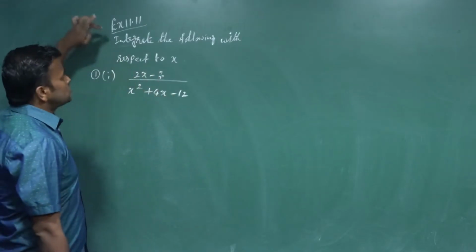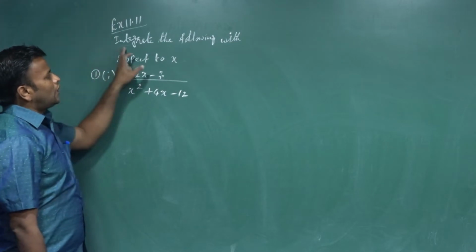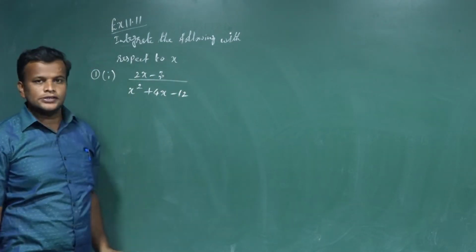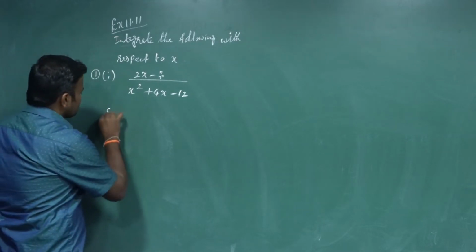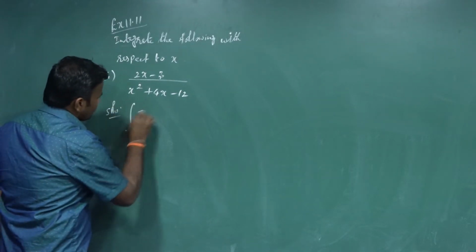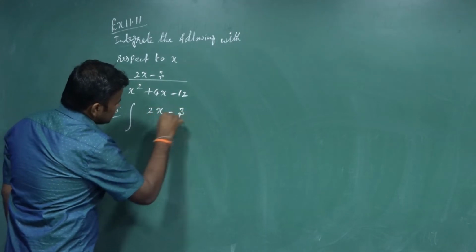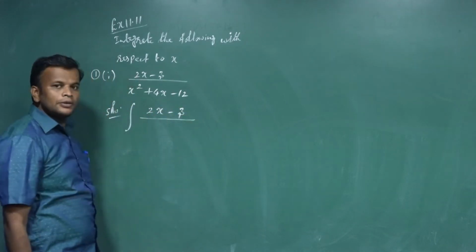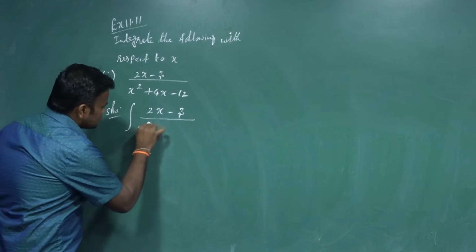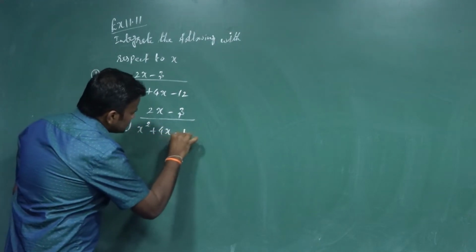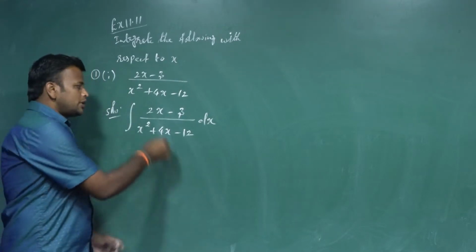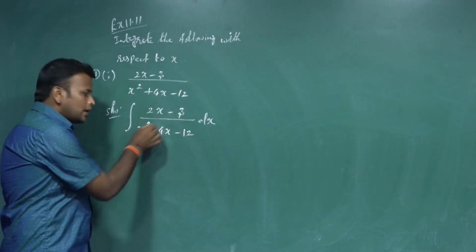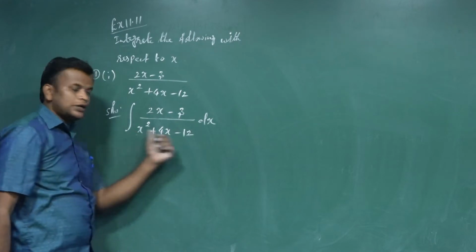Now we see the sums in exercise 11.11. Integrate the following with respect to x. Numerator 2x minus 3 and denominator is x square plus 4x minus 12, into dx. You see the numerator is a linear factor and denominator is a quadratic factor.